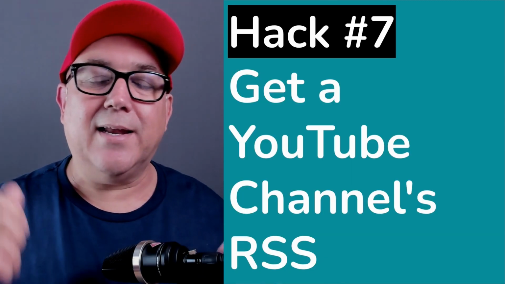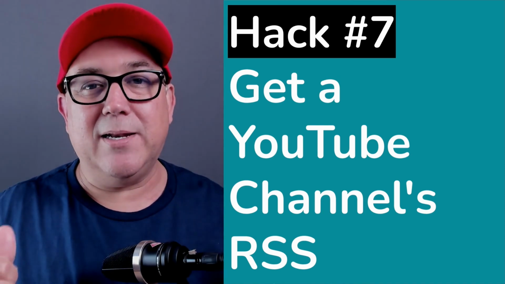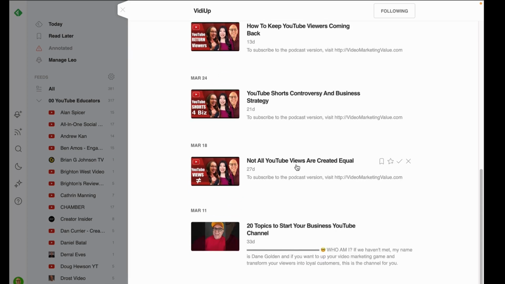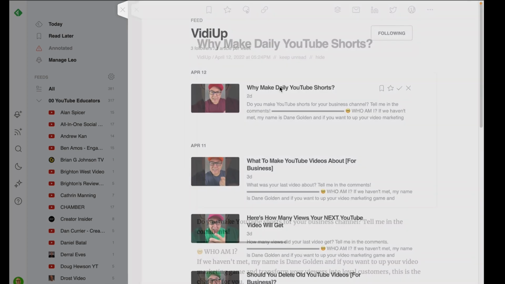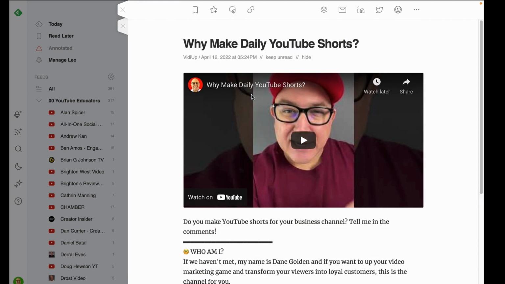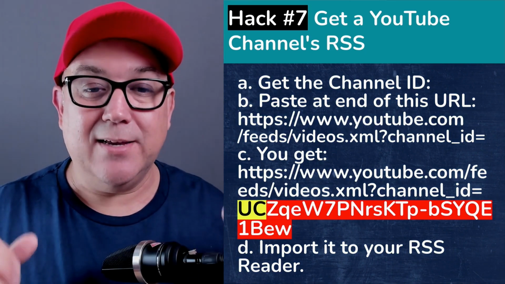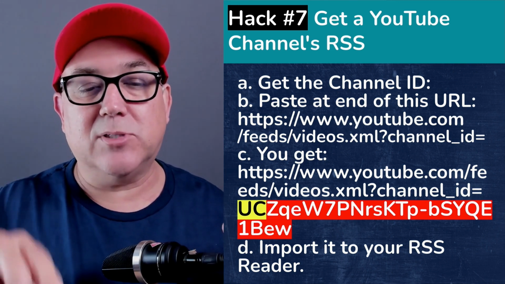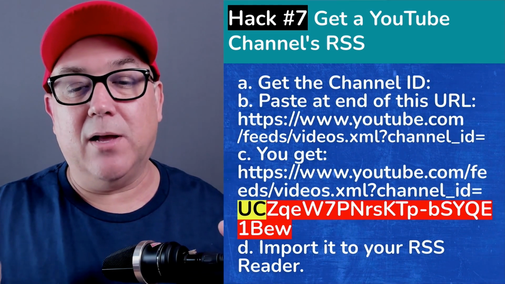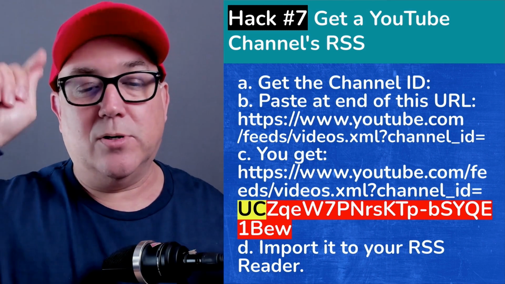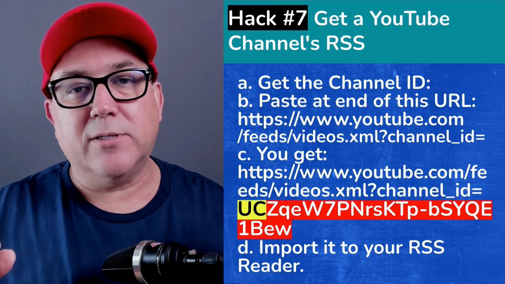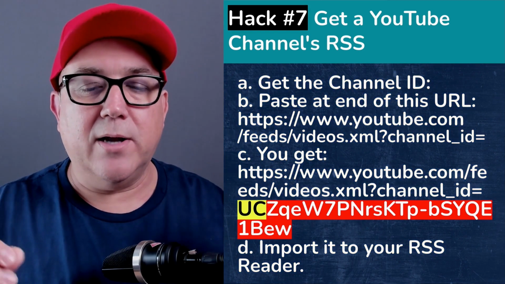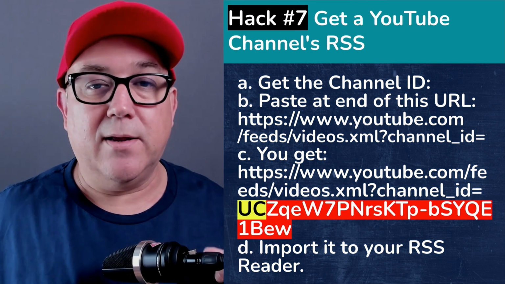Hack number 7, get a YouTube channel's RSS. Wouldn't that be neat? Do you guys remember RSS? They used to use them a long time ago. Some people still read their news that way using apps like Feedly or other things. A little bit of an old school hack, but I sort of like it. What you do is you get the channel ID, which we talked about, and you paste it at the end of this URL, which is youtube.com/feeds/videos.xml?channel_id equals. And then you get it. Now, some RSS readers today, you can import almost any URL and it'll import it right into the reader without the RSS, but there's some functions that you might find helpful to use this.